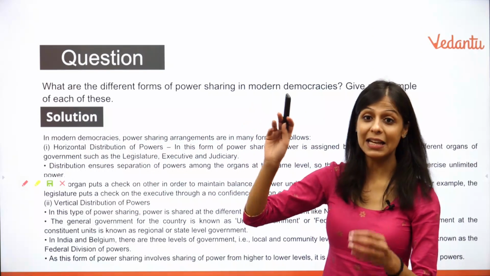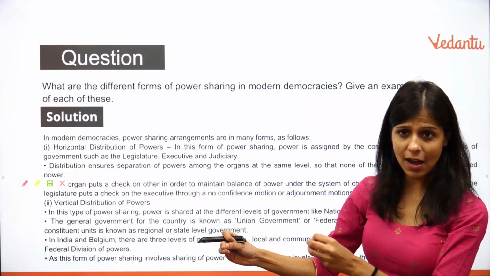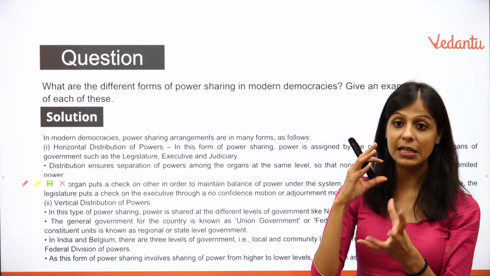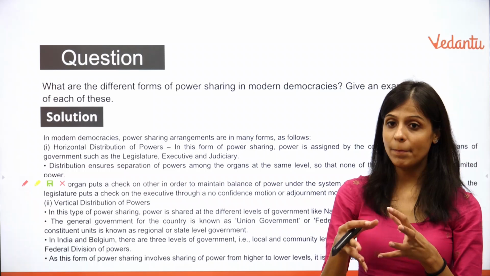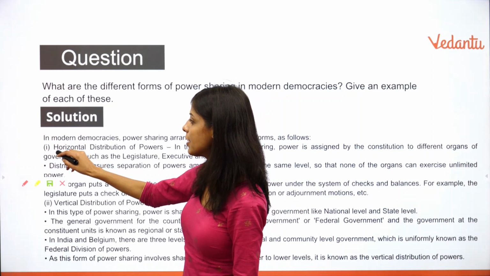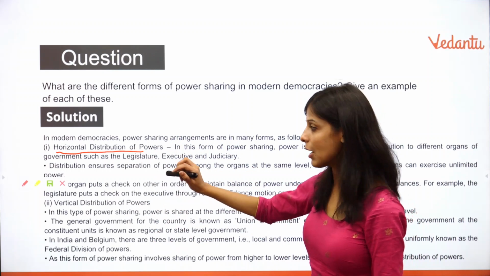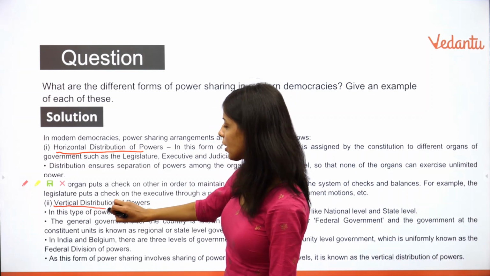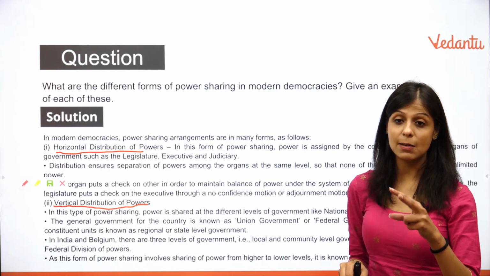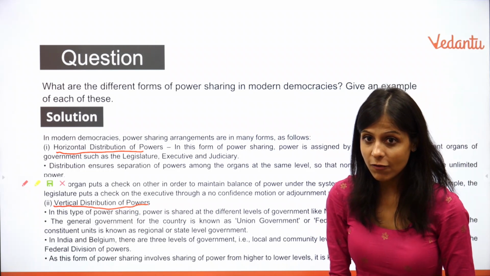So first, give a good introduction. Power sharing is really desirable in a country to have stability and integration among the members of the country. So the very first division that I'm going to talk about here is horizontal distribution. I'm going to give you relevant stuff related to that. Second, I'm going to talk about vertical distribution of power sharing, and then I'm going to talk about the 2 cases, because this is a very long answer question, can be expected in 5 marks.